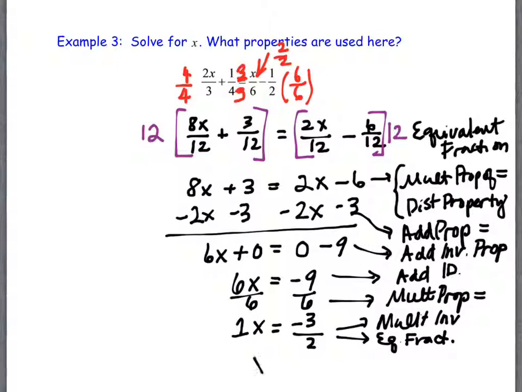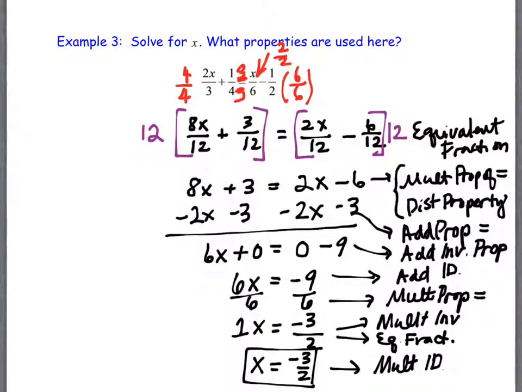And last but not least, I can write that 1x is equal to x, and if I do that, what property am I using to say that 1 times x is x? That is the multiplicative identity. Very, very well done. Okay?